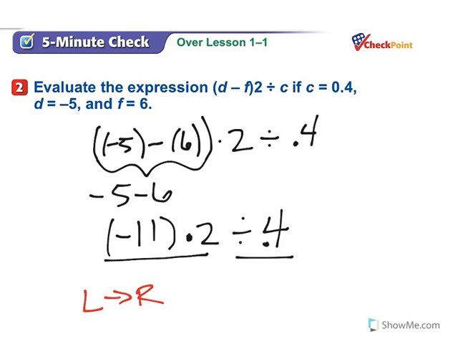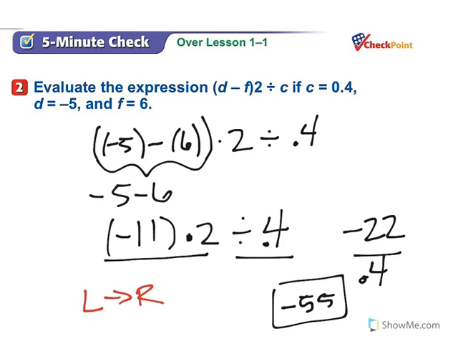Okay? So first we're going to do negative 11 times 2, which is negative 22. And then we're going to divide by 0.4. And what you should get is negative 55. Now you'll try an example.